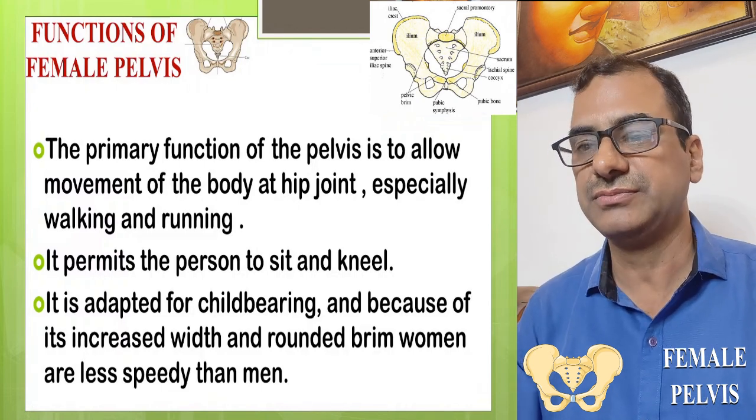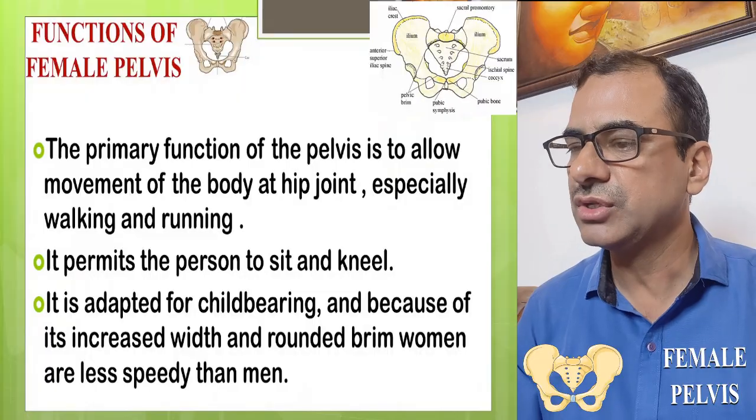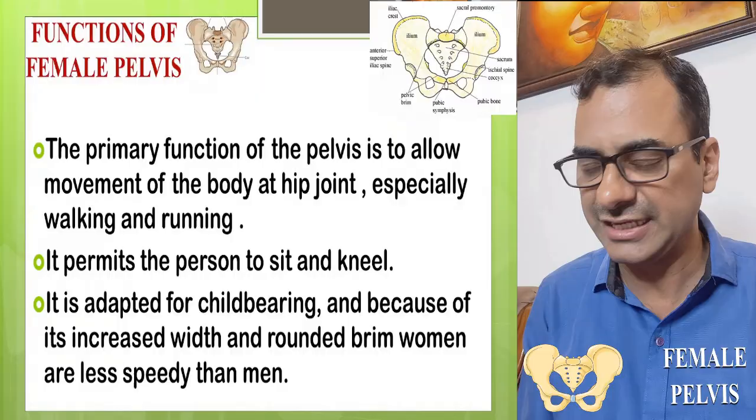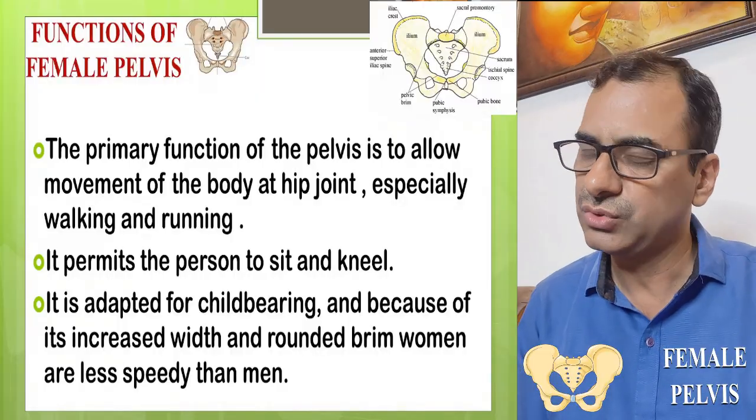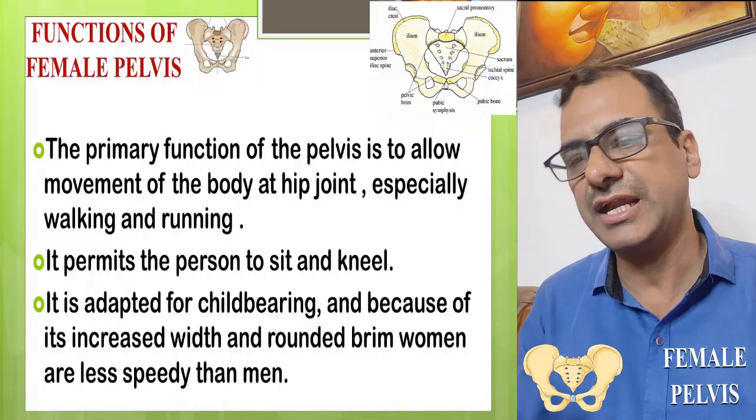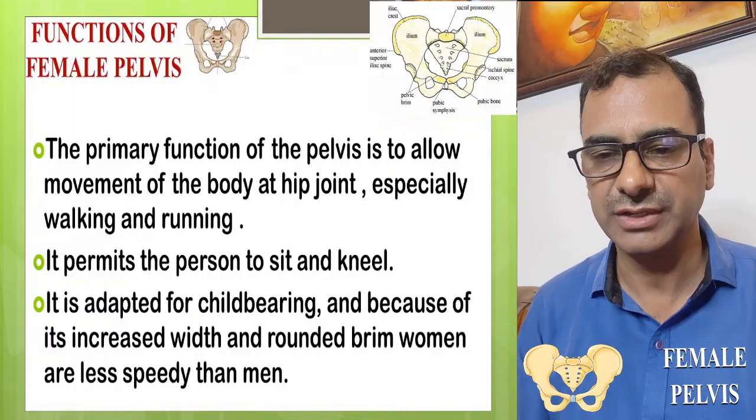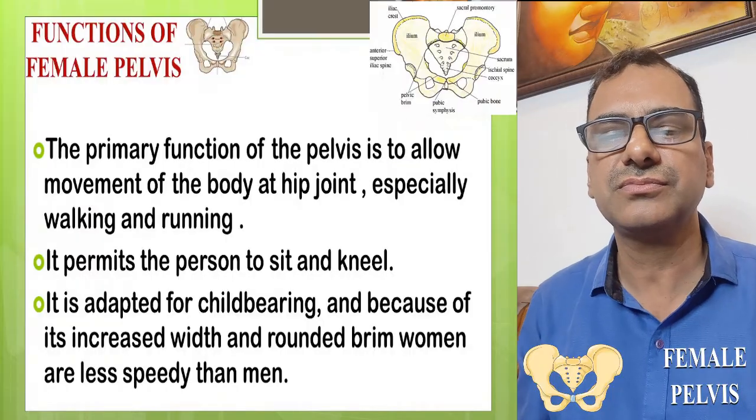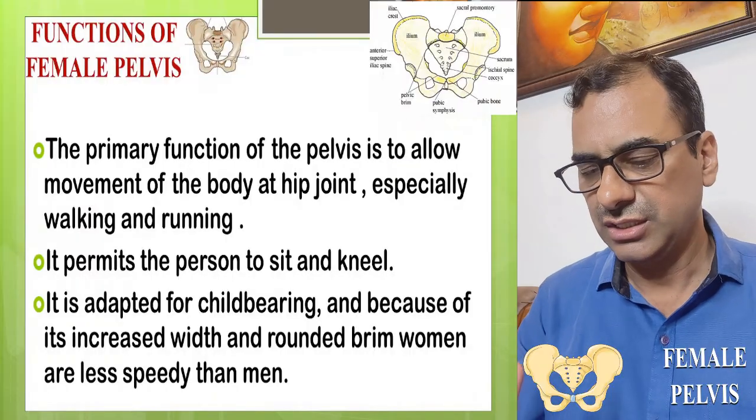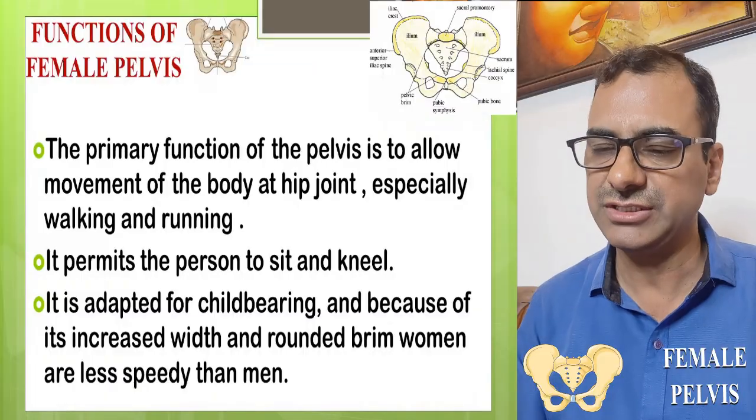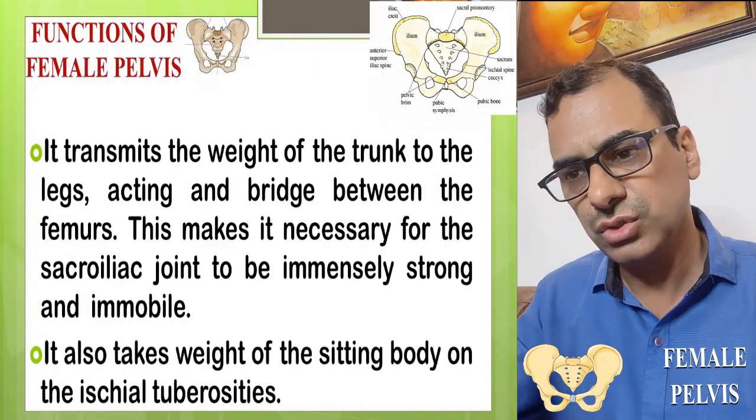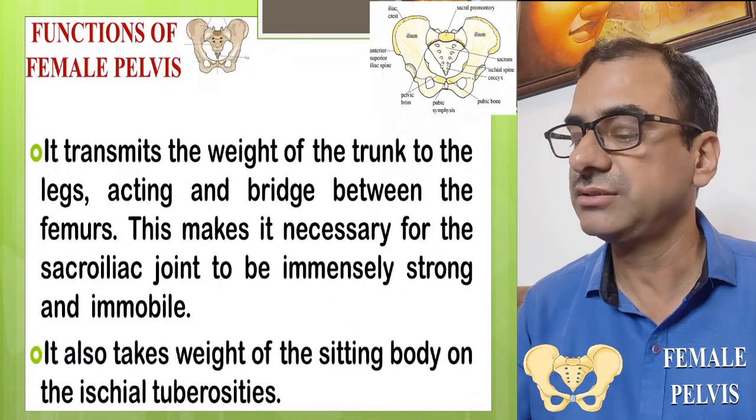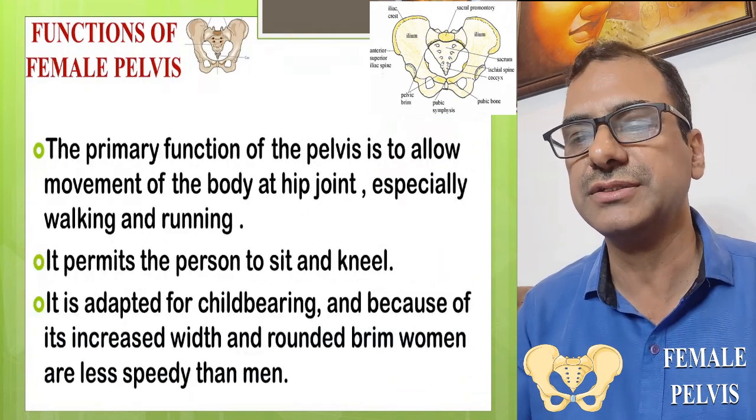It is adapted for childbearing because of its increased width. Especially the female pelvis has more width than the male. So it has a rounded brim and delivery is possible. And due to this widening of the female pelvis, women are less speedy than men, meaning they can run slower than the males. But it is adapted for childbirth.